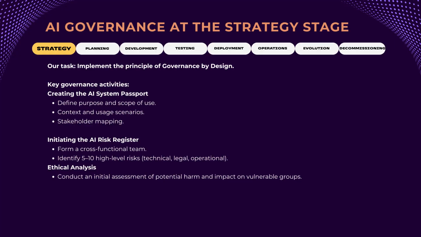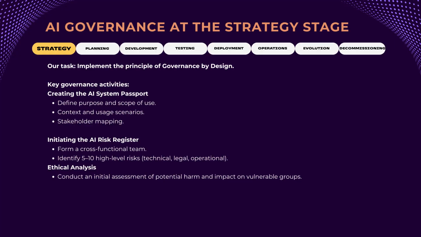Second, we initiate the AI Risk Register. This is our primary instrument for working with risks. We create a cross-functional risk team, carry out their initial identification, and enter into it the most critical high-level risks that could make the implementation of the project impossible from the technical, legal, organizational, and ethical sides. This is our preliminary impact assessment, recorded in the correct, scalable format.